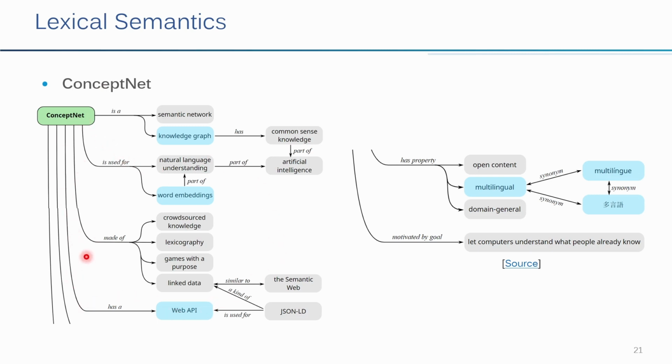For example, what is ConceptNet composed of? Crowdsourced knowledge, lexicography, games with a purpose, linked data, and so on. And all of these blue ones right here, if you go in their repository, they have some sort of extra resources associated. Some of them are already not working. I think the knowledge graph has not been updated for a long time now, but the word embeddings one is still quite used, I would say.